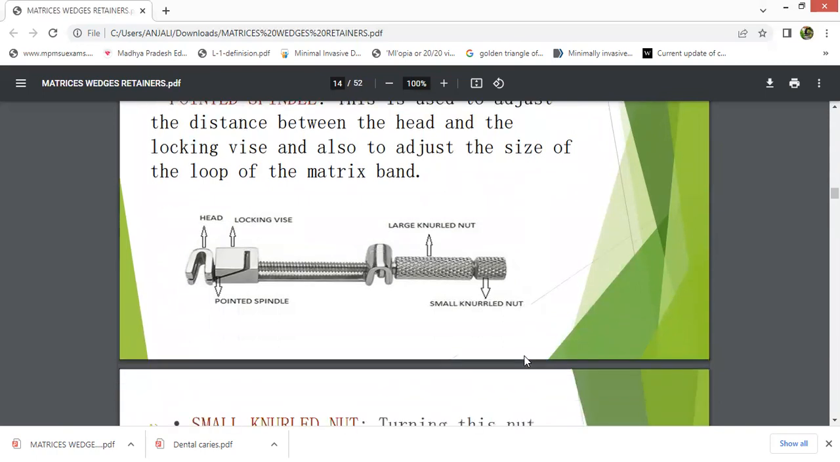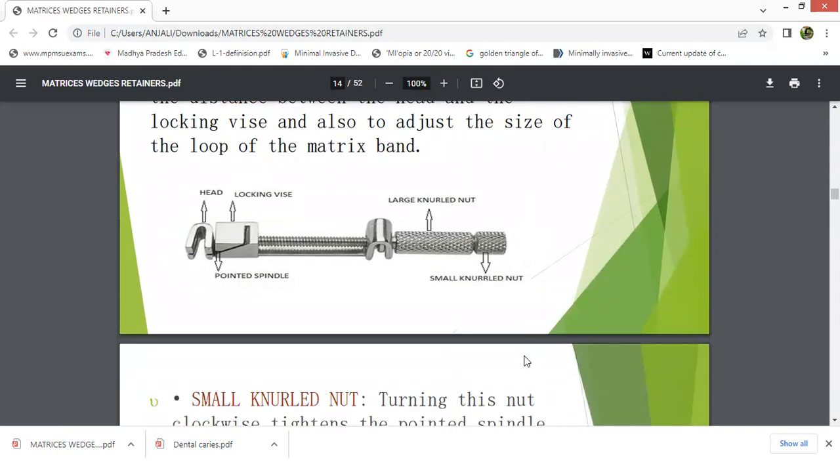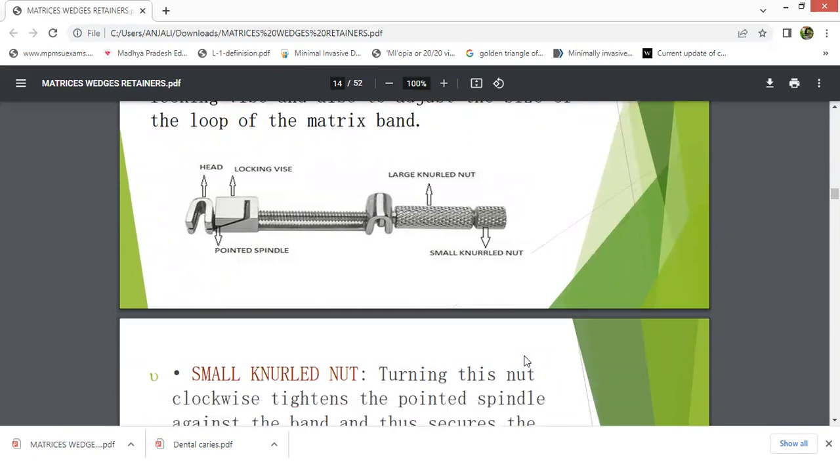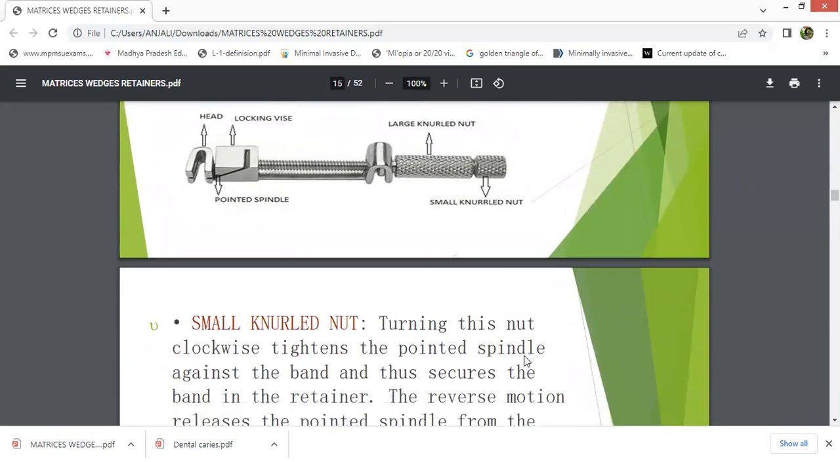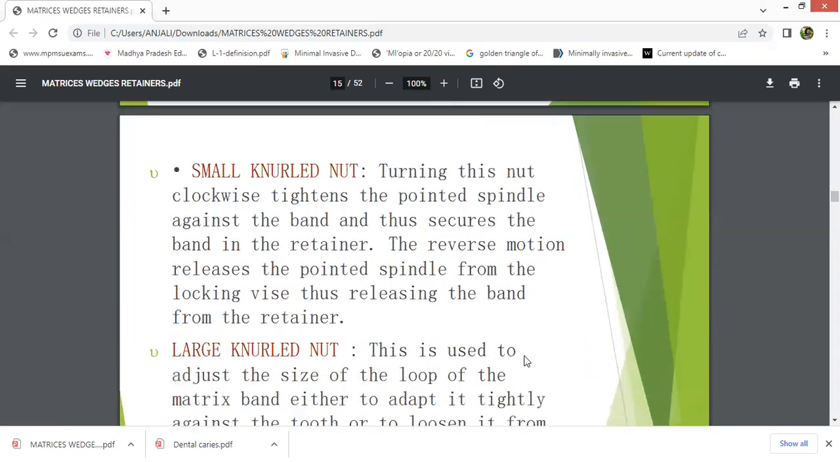See the diagram. This one is head, locking vise, pointed spindle, large nut, small nut. So next is the small nut. Turning this nut clockwise tightens the pointed spindle against the band and thus secures the band in the retainer. The reverse motion releases the pointed spindle from the locking vise, thus releasing the band from the retainer.